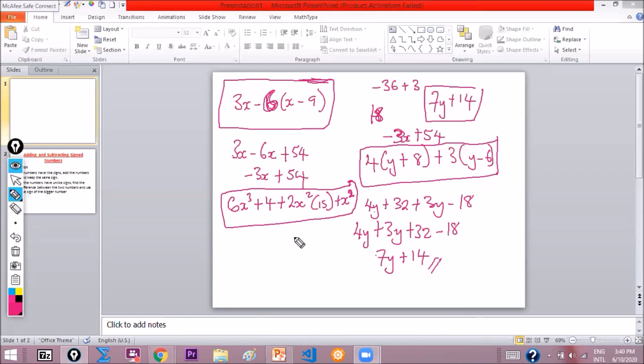We have to add the powers, like 6x cube, x cube plus... Okay, I got it. Correct.